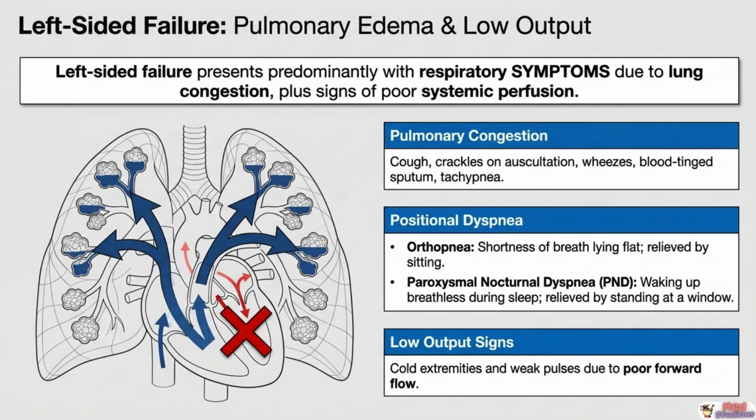The low output syndrome, the forward failure component, produces cold, mottled extremities, weak peripheral pulses, fatigue, exercise intolerance, and in severe cases, cardiogenic shock with confusion and oliguria.